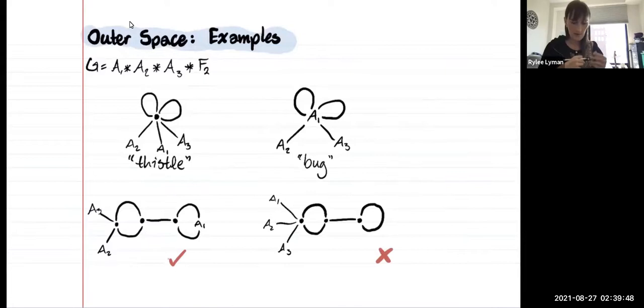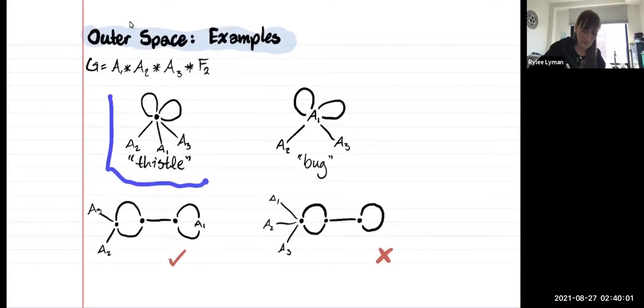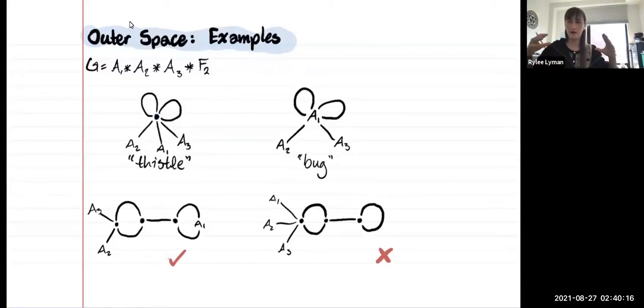Okay, so here, let me have my group G be the free product of 3 groups, A1, A2, A3. I don't really care what they are, and a free group of rank 2. This first graph of groups is kind of special. It's called a thistle. The property that makes it special is it has one vertex which is not a cone point, right here. And all of the other edges are involved with that vertex.